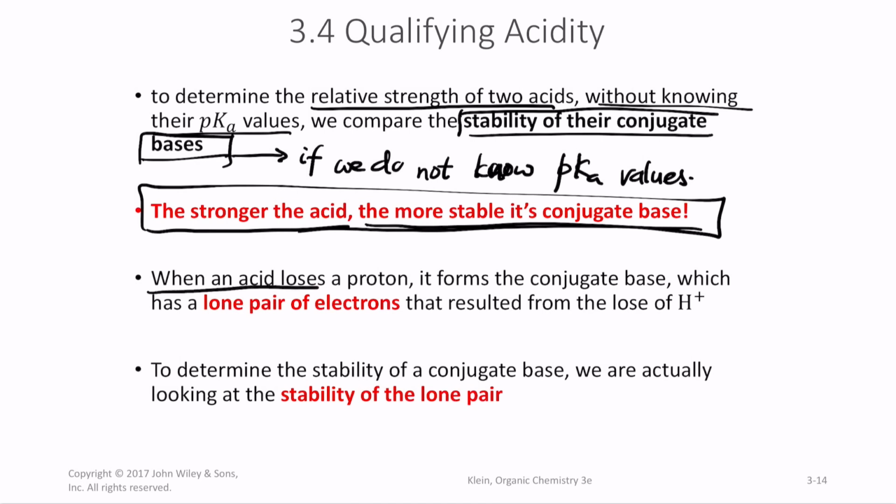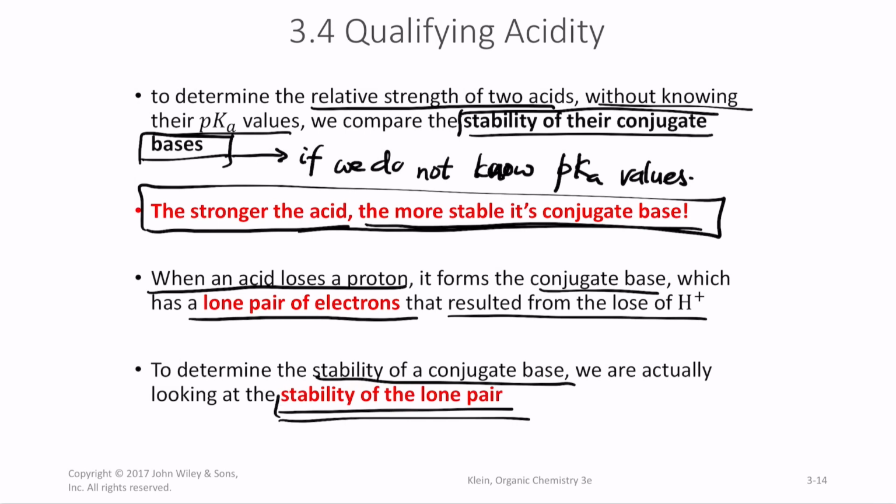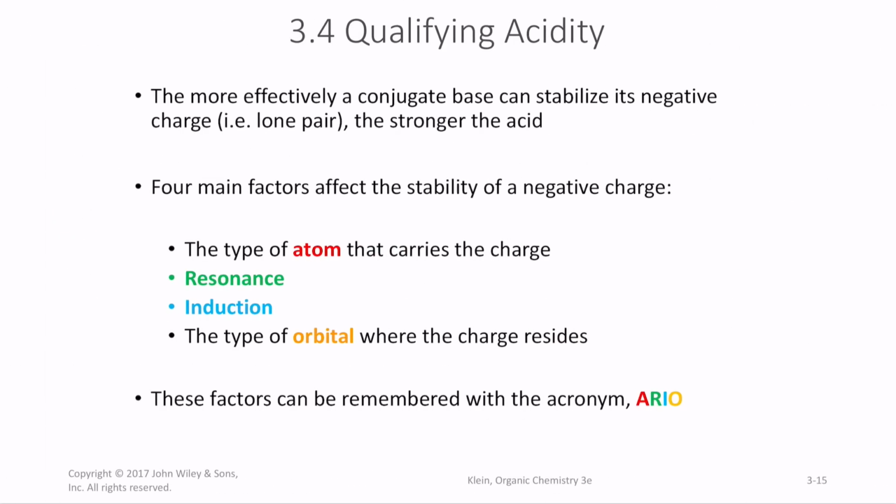When an acid loses a proton, it forms the conjugate base, which generally will have a lone pair of electrons that results from the loss of the proton. So to determine the stability of this conjugate base, we are actually looking at the stability of that lone pair. This is the point we are going to use to determine qualitative acidity. So what are the things that we use to qualify acidity? The more effectively a conjugate base can stabilize its negative charge, the stronger the acid.